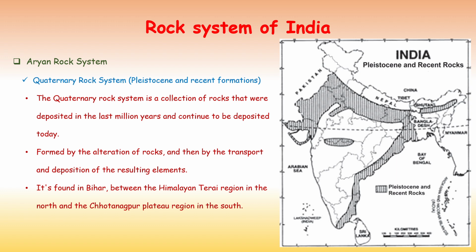Important deposits during this period include Karewas of Kashmir, alluvial deposits in the valleys of Tapi, Godavari and Krishna, and extensive deposits of the Indo-Gangetic alluviums.